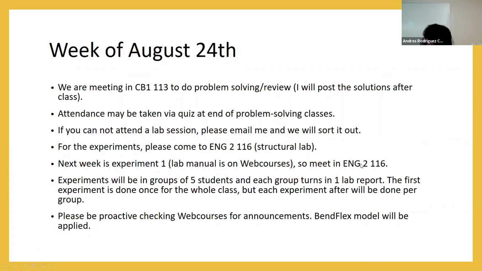The lab is going to be in this classroom, Engineer 2, room 116, so it's in another building different than this one. All the lab manual is right now on web courses. The syllabus is on web courses, and the only thing that is still pending is to organize the teams.